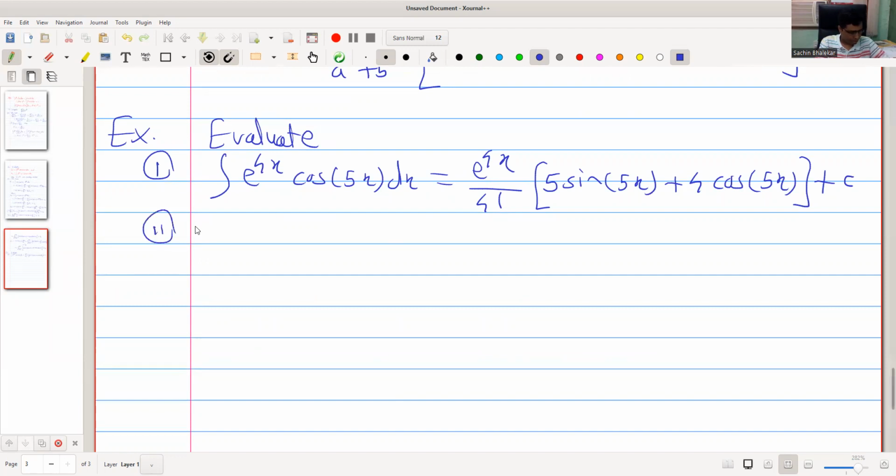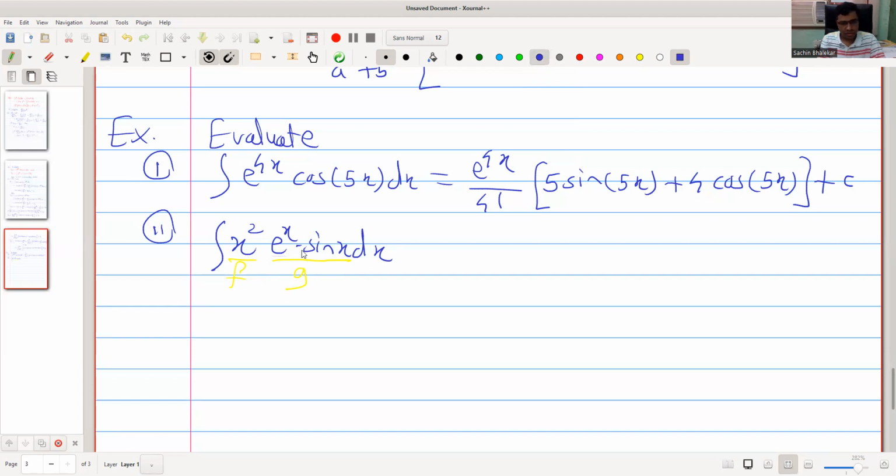The second one is quite involved. It is the integral of x square e raised to x into sin x dx. Here we need to use integration by parts, but there are three functions. So what we do, we know how to integrate the function e raised to x into sin x, so we group these two functions and call them the second function. The first function is x square, and e raised to x and sin x form the second function.